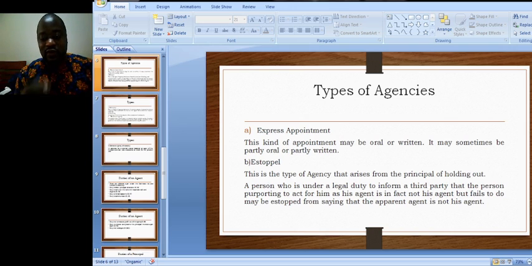So if he's involved with a third party and something bad happens, he is also part of the people to blame. He's liable under the doctrine of estoppel. And we're saying that a person who is under a legal duty to inform a third party that the person purporting to act for him as his agent is in fact not his agent, but fails to do so, may be stopped from saying that the apparent agent is not his agent.